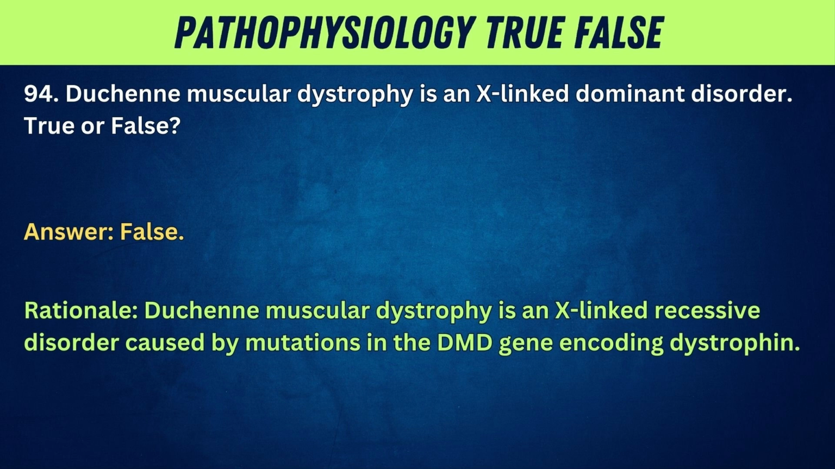94. Duchenne muscular dystrophy is an X-linked dominant disorder. True or false? Answer: false. Rationale: Duchenne muscular dystrophy is an X-linked recessive disorder caused by mutations in the DMD gene encoding dystrophin.